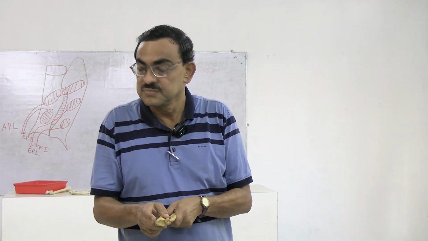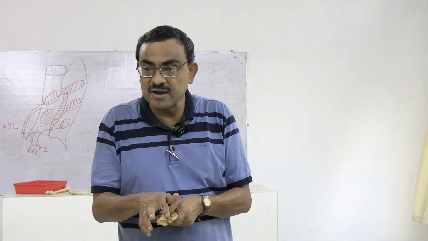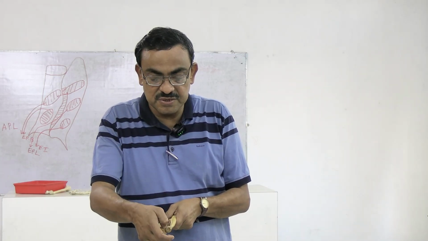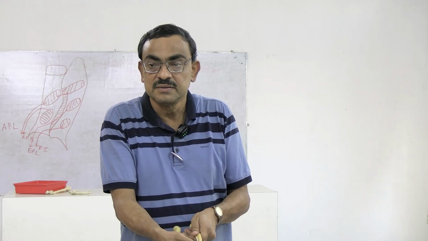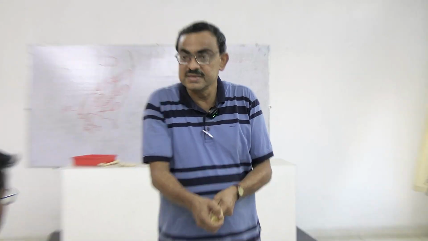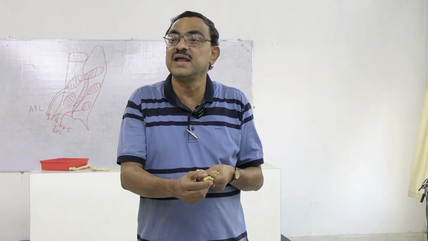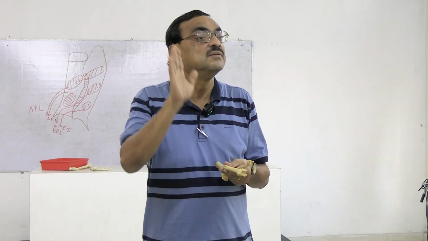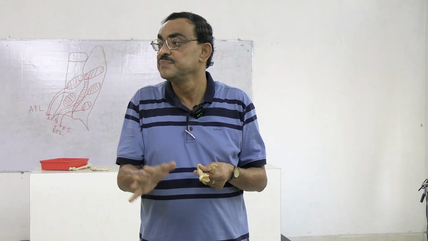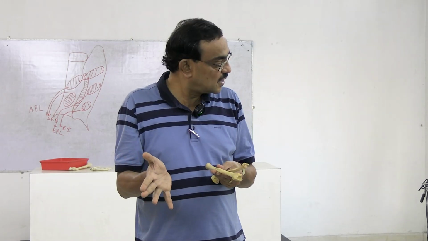Extensor digiti minimi is passing just at the back of the inferior radioulnar joint, and there is an impression between the head of the ulna and the styloid process of the ulna. There is one groove; this is for extensor carpi ulnaris. Just remember, the lower end of the radius has several tubercles and grooves, and they are related to several extensor muscles and abductor muscles. Okay.